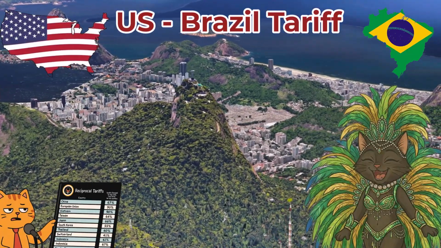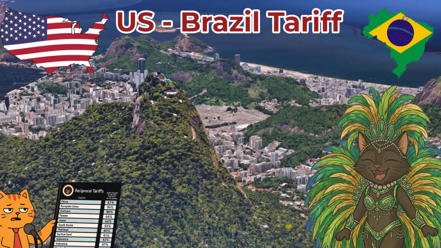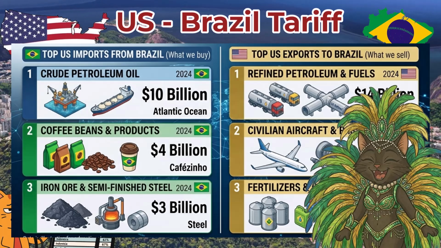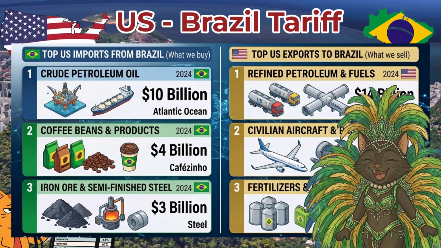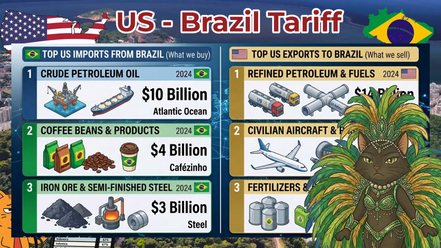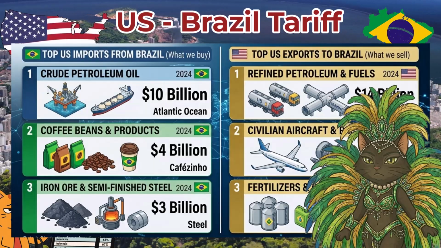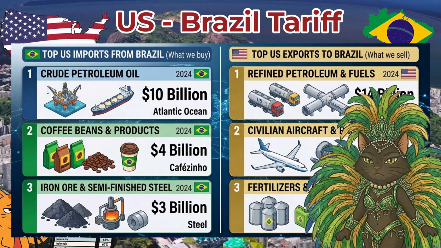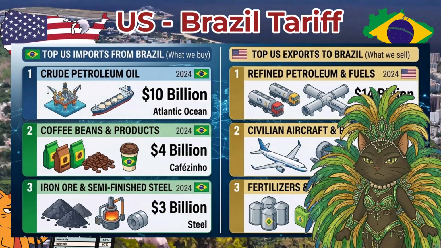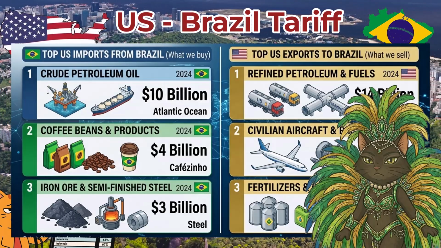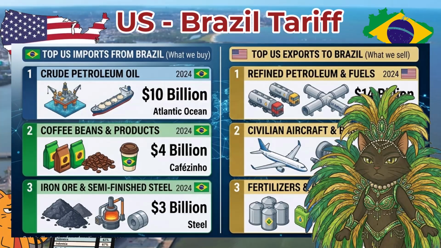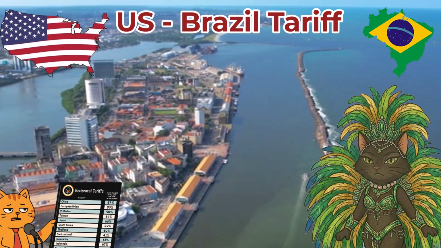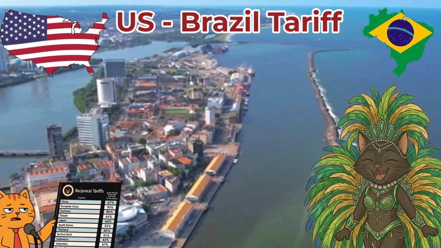Well, I can take over talking about Brazil. Wait, why am I dressed for carnival? Oh, anyway, we send oil, coffee, iron, and steel to the States. And the States send Brazil fuel, aircraft parts, and fertilizers. Just wait, let me change my outfit real quick.